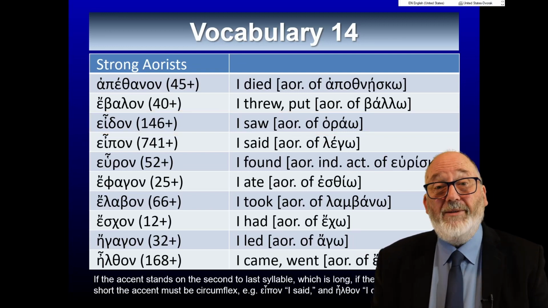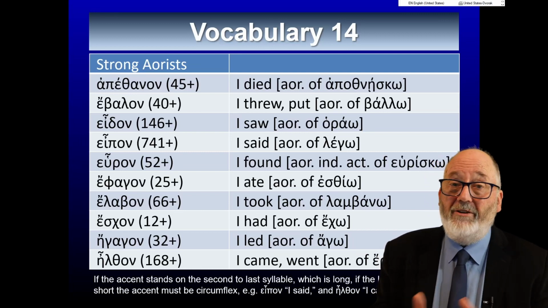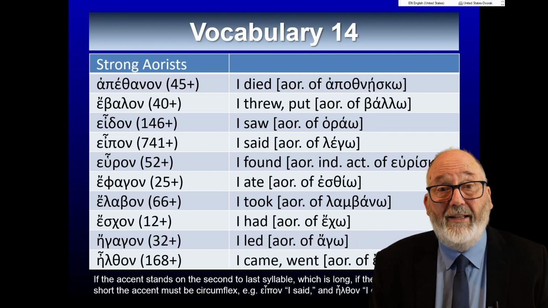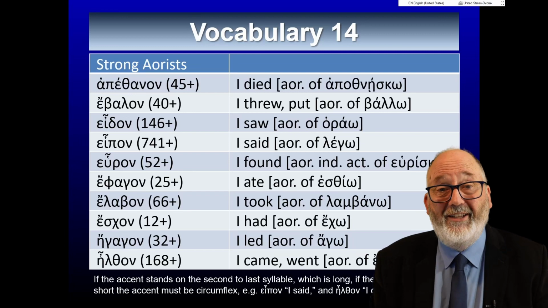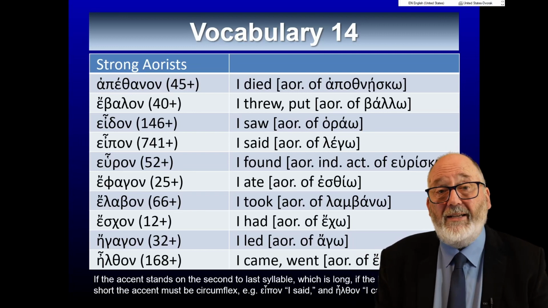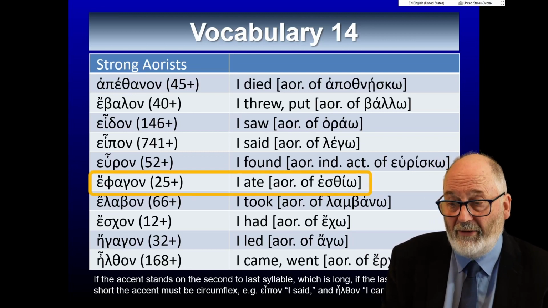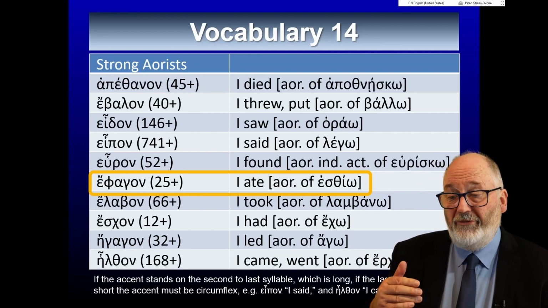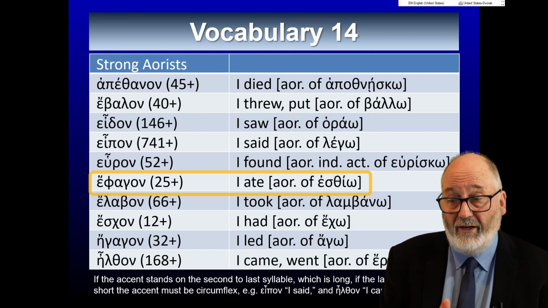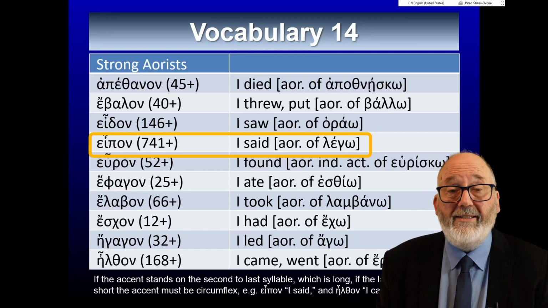Now, what's the connection between I see and I saw in English? How did you know that you went from see to saw? Well, when you were a very young person learning English, your parents corrected you, your friends corrected you, and you all learnt kind of unconsciously that the past tense of see is saw. The past tense of eat is ate, and we've got esthio, I eat, and ephagon, I ate. Now, how do you know to go from esthio to ephagon? From lego, I say, to eipon, I said.